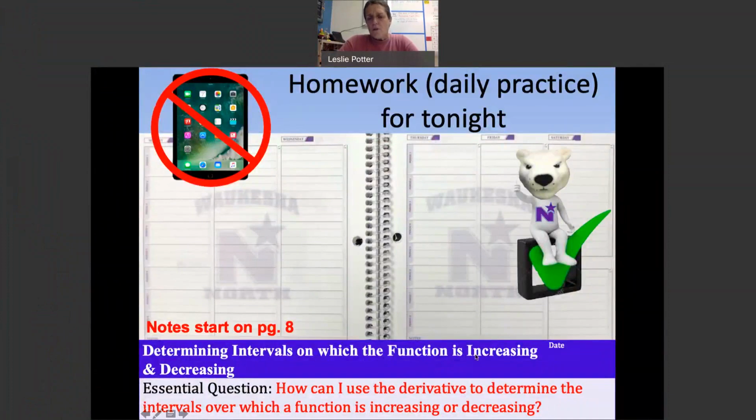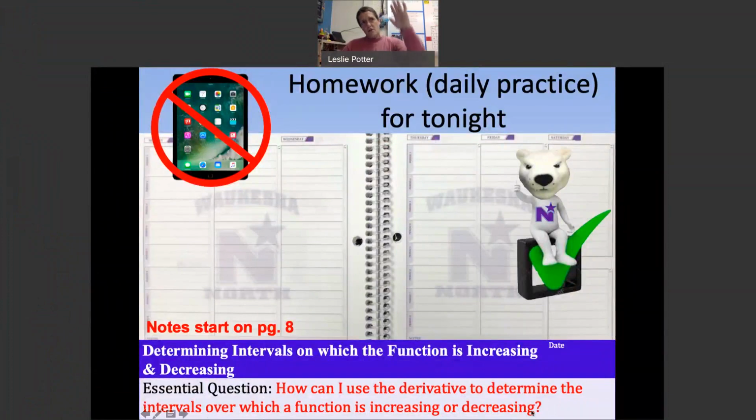So if you think about those words, increasing means to go up in value, and decreasing means to go down in value. Our central question then is, how can I use the derivative to determine the intervals over which a function is increasing or decreasing?